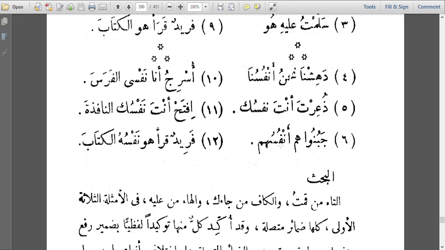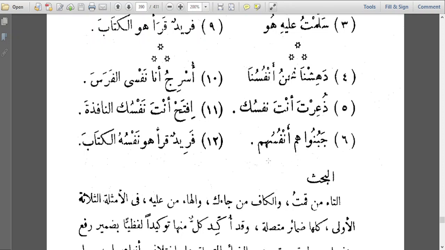It says, Jabunu hum anfusuhum. Jabunu means to become a coward, to chicken out. It says, Jabuna rajul: the man chickened out, the man became a coward, he lost his confidence. Jabuna, to become jabanun. So when somebody loses his confidence, loses his courage, you say jabuna. So jabunuhum anfusuhum: they themselves lost their courage.